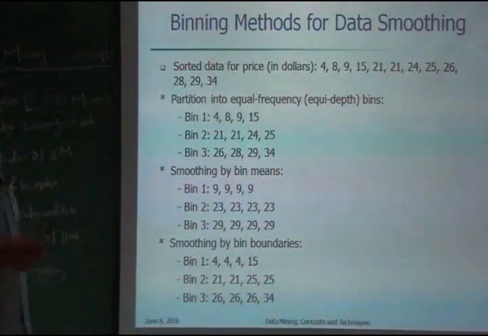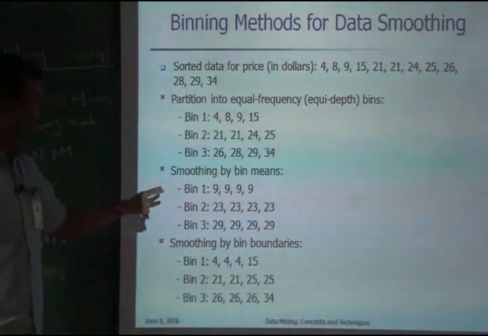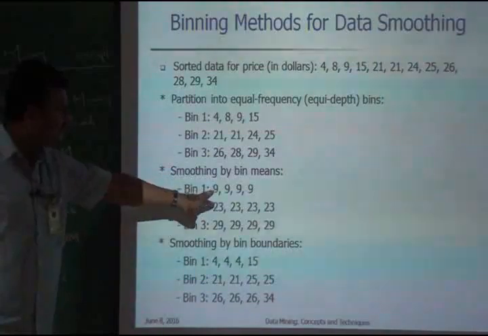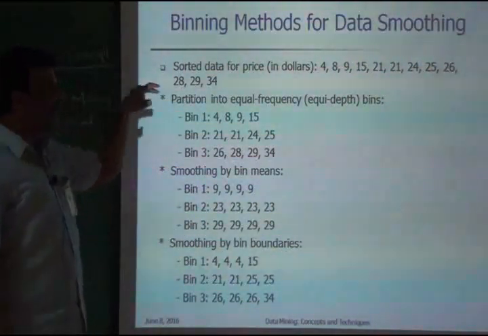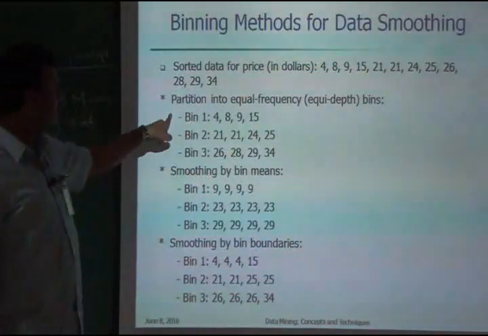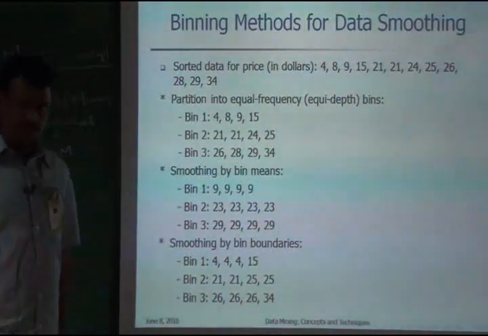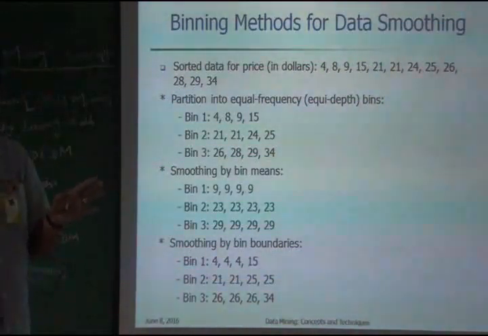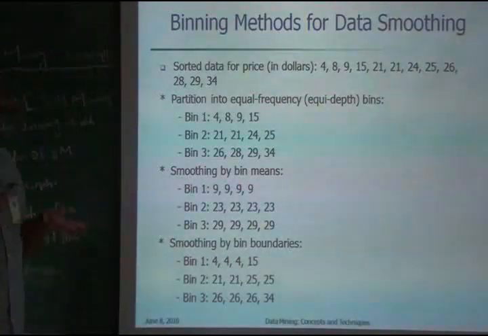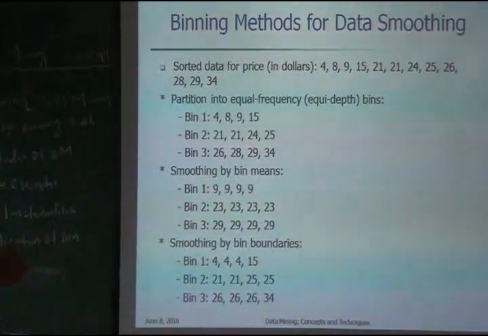To summarize the binning method: we sort the data, then partition the data into equal intervals, then one can smooth by bin mean, bin median and bin boundaries. Smoothing by bin mean: each value in a bin is replaced by the mean value of the bin. Smoothing by bin median: each value is replaced by the median value of the bin. Smoothing by bin boundaries: each value in a bin is replaced by the closest boundary value, either the minimum or the maximum value.